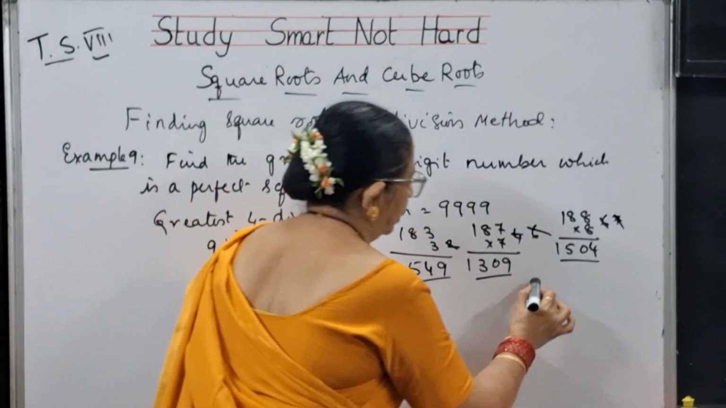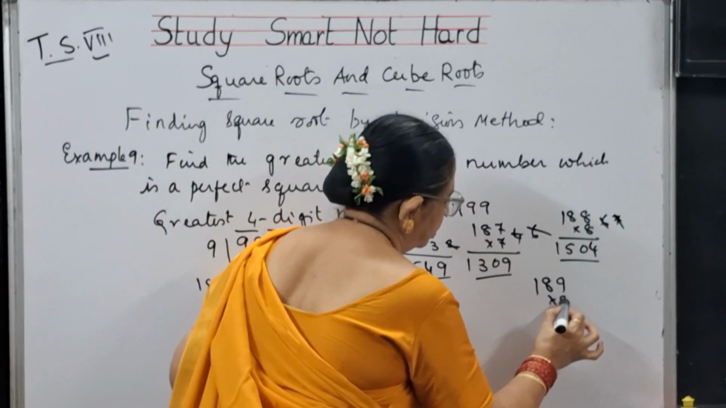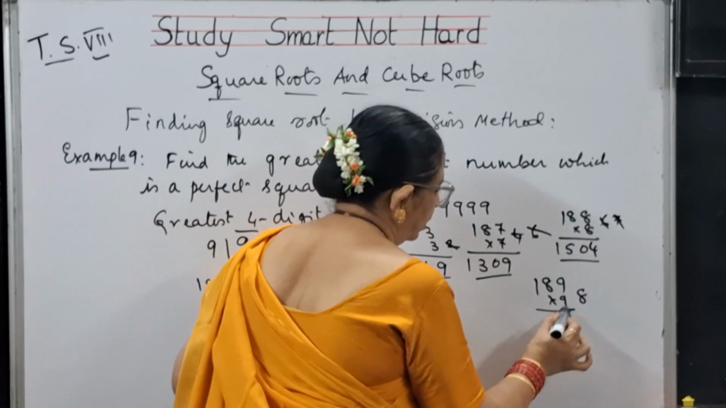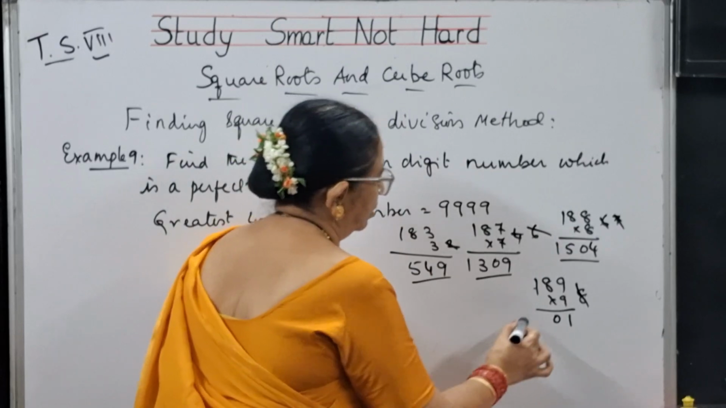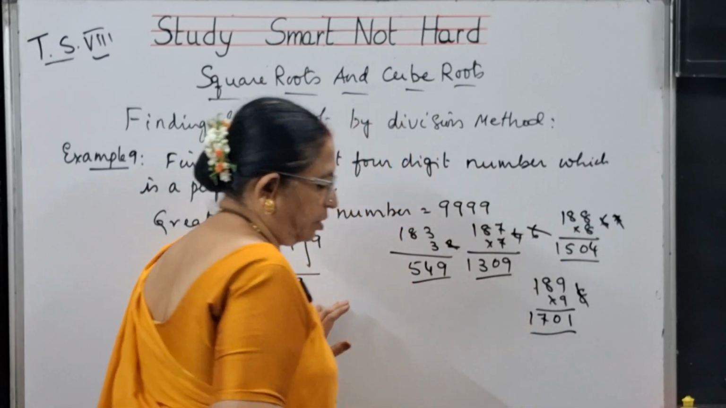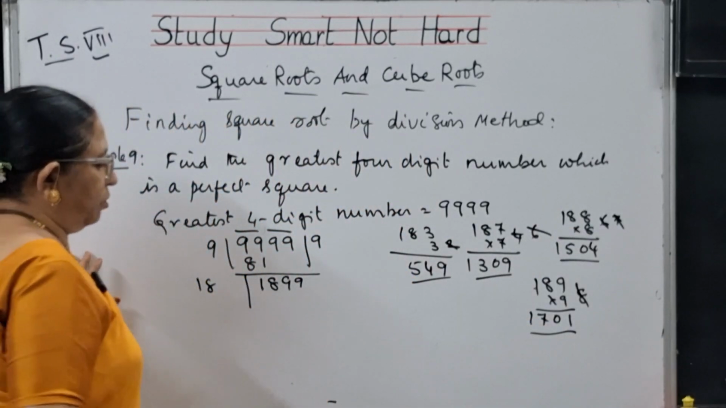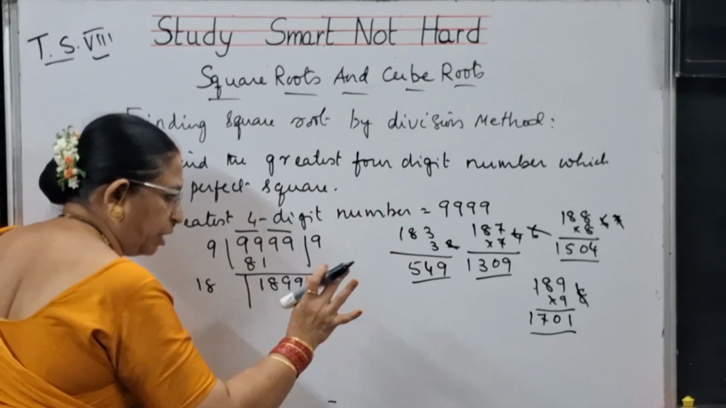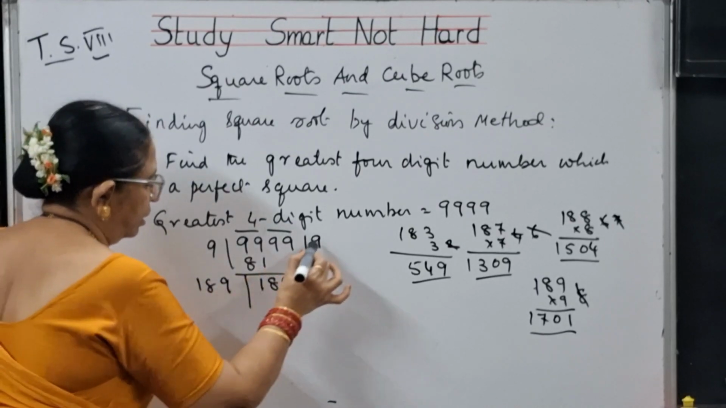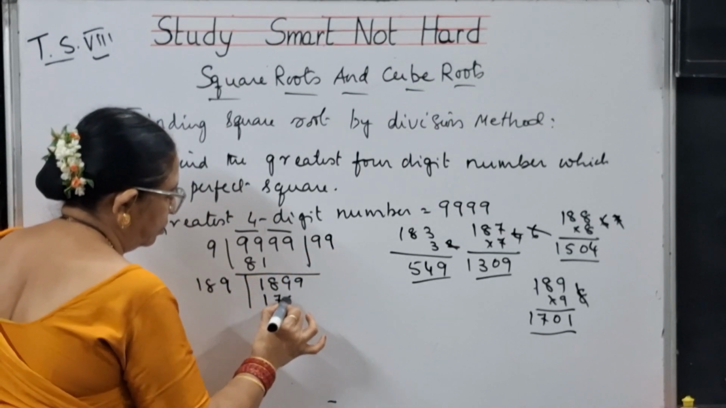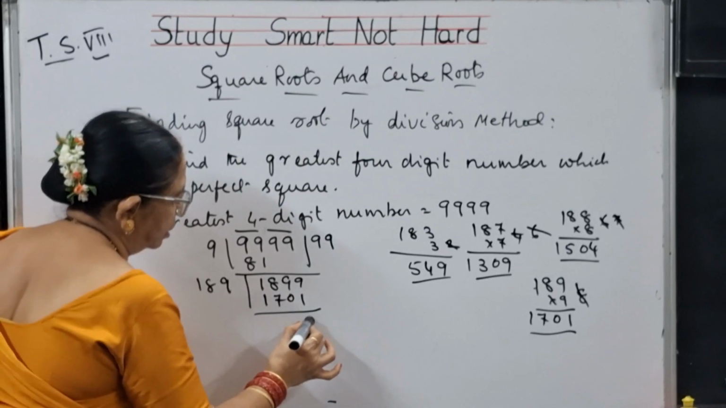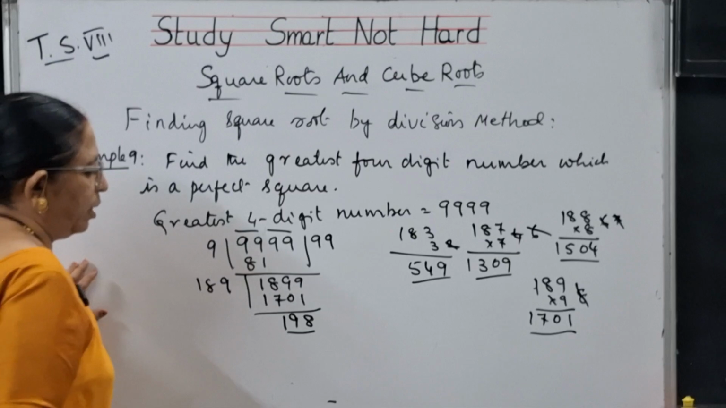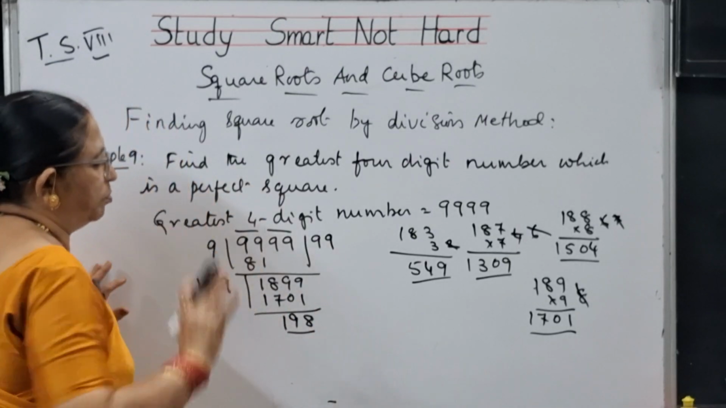Now we go to the 9. 189 into 9. 9 nines are 81. 9 eights are 72. 80. 9 ones are 9. 9 plus 8, 17. 1701 you are getting. Now you cannot use a 10 here. So 9 is the last one. So only that much we can do. So you take 9 and 9, 1701. So what are you getting here? 8 you are getting, 9 you are getting, 1 you are getting. You are not getting 0, so it is not a perfect square.